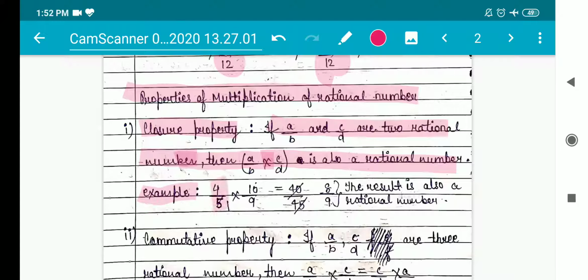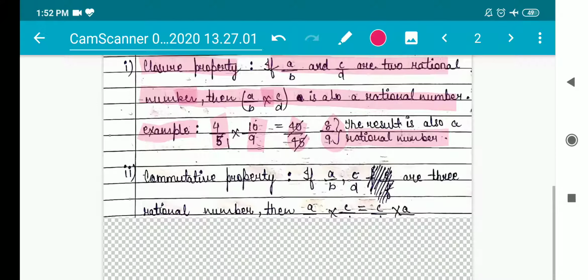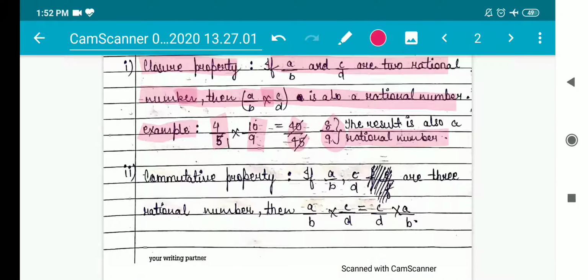Example: 4/5 into 10/9. We get the result 40/45, and after reducing it I got the result 8/9, which is the standard form of a rational number. The result we got is a rational number.